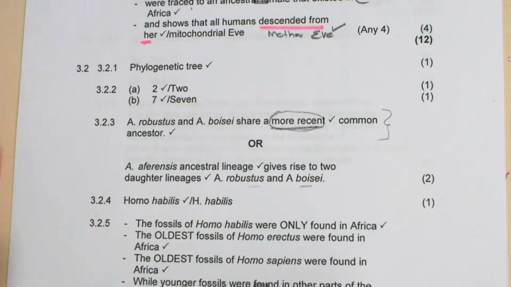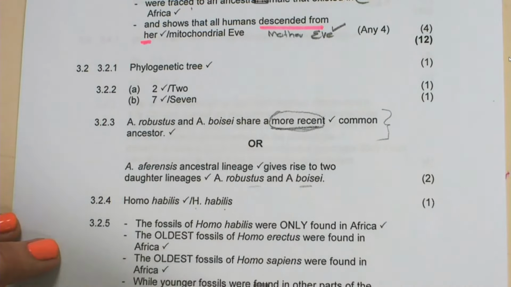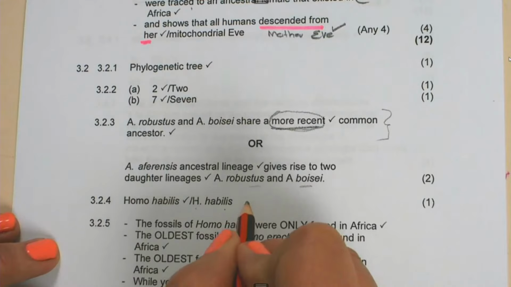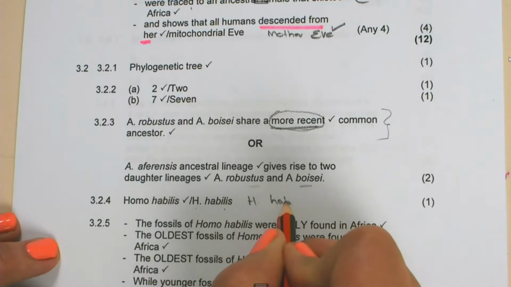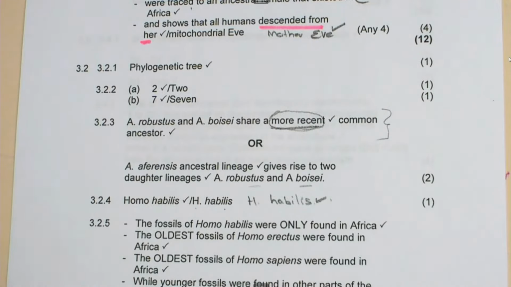Which one of these is using tools, Homo habilis or Ha habilis? If they didn't write it like that or didn't underline it, we're going to allocate the marks anyway. They can write Homo habilis just like that, and we're going to allocate the mark definitely there.